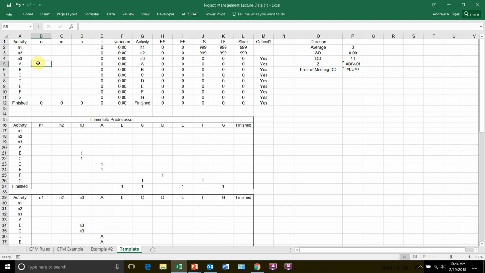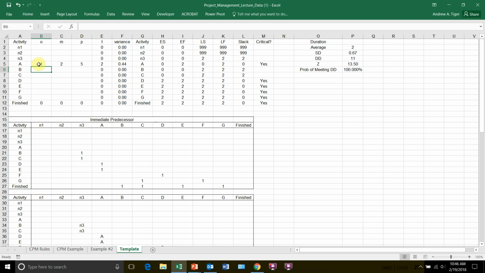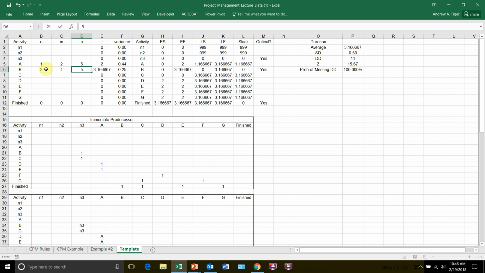So for A, this is 1, 1.5, and this is right out of the homework. So this is the optimistic time. This is what happens ideally. This is what happens most often. That's the mode. And this is a pessimistic time. Then 3, 4, 5. The units of measure of this is months. So all these numbers are months.